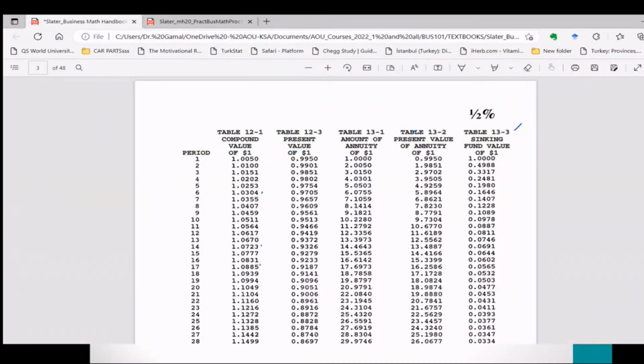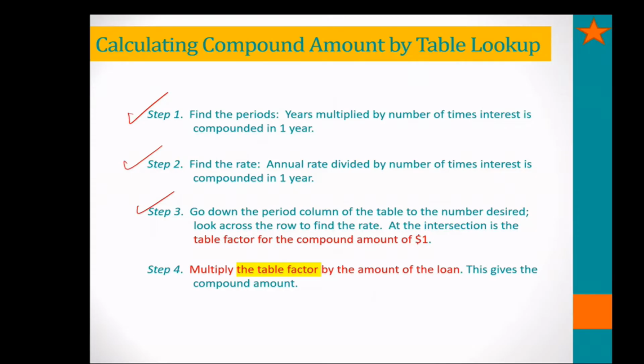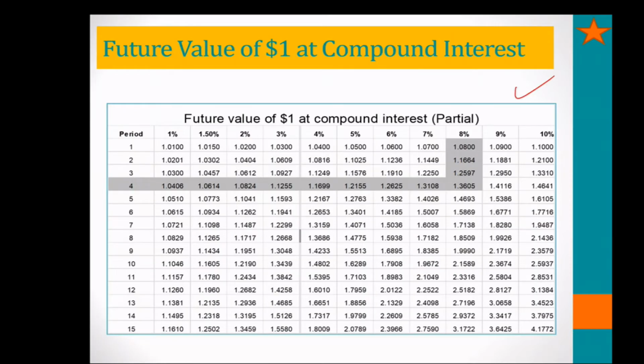Okay, now let's practice. Take the example. Now we'll concentrate on compounded value, the compound value of $1. Then multiply the table factor by the amount of the loan. It will give you the compounded amount directly. This is another type of table, another shape, but it's the same. Future value of $1 at compounded interest. This table gives me, for different rates and periods, the future value of compound interest.